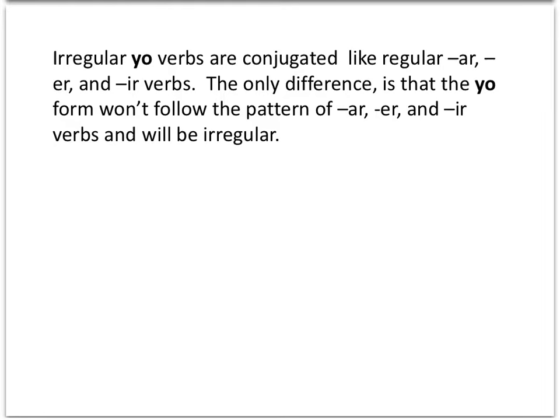If you want a good definition for your notes, this is a great one to really fully understand irregular yo verbs. So irregular yo verbs are conjugated like AR, ER, and IR verbs. The only difference is that the yo form won't follow the pattern of AR, ER, and IR verbs and will be irregular. And I'd like to illustrate that for you a little bit.